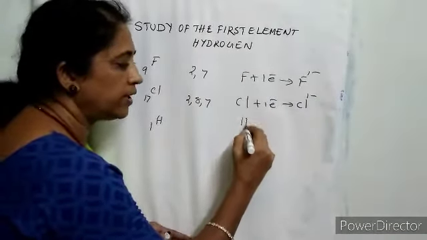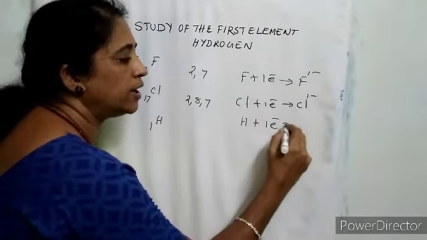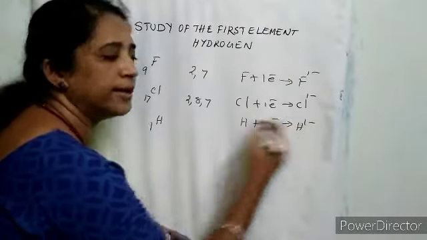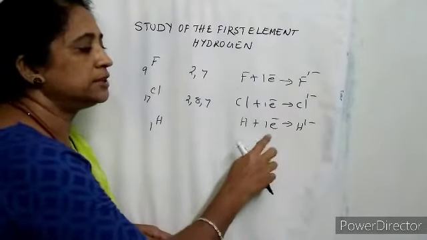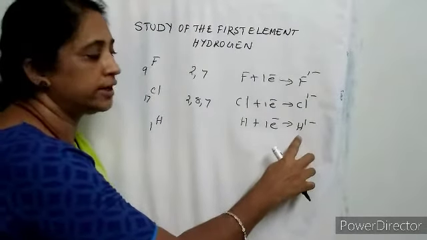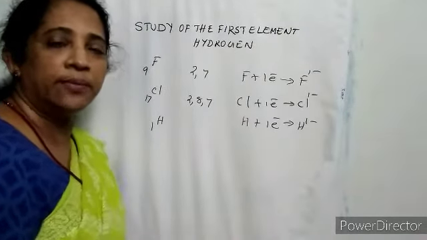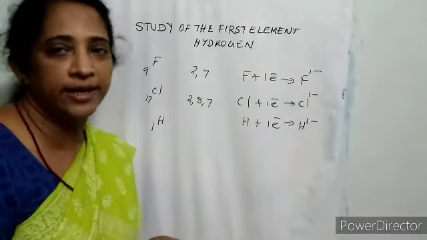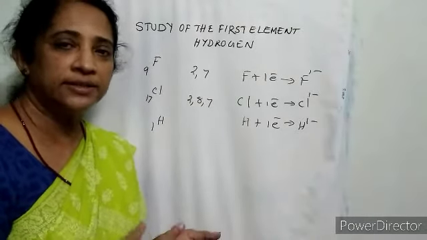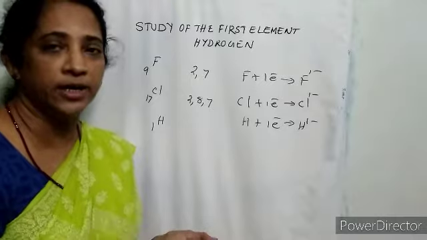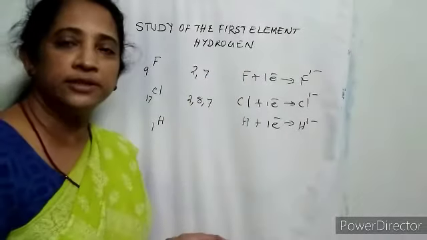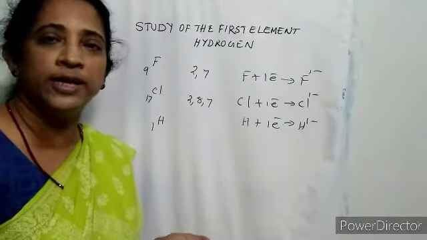In the same way, hydrogen also gains 1 electron and forms hydride ion. H plus 1 electron gives H1 minus. H1 minus is named as hydride ion. So like halogens, hydrogen is electronegative, so it is placed in group 17 of the modern periodic table.